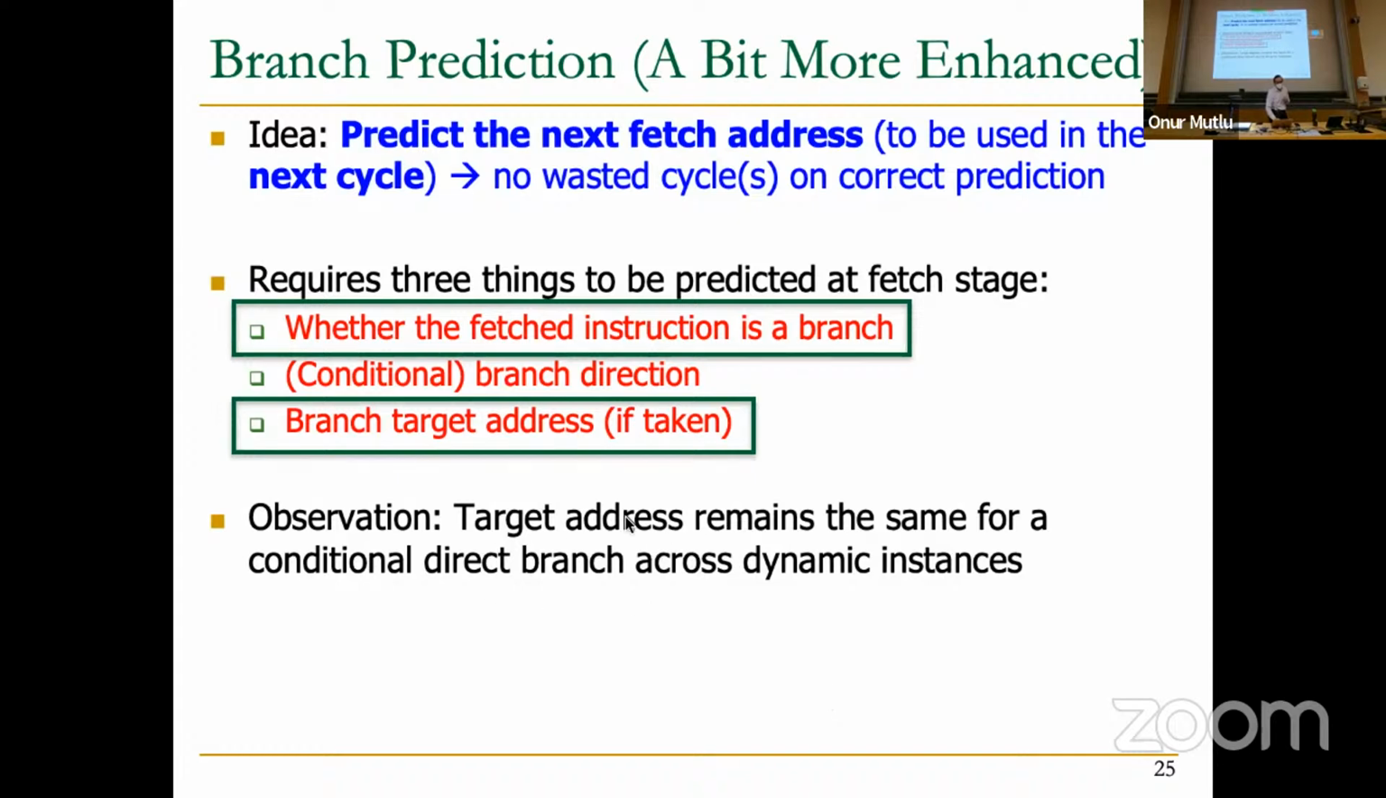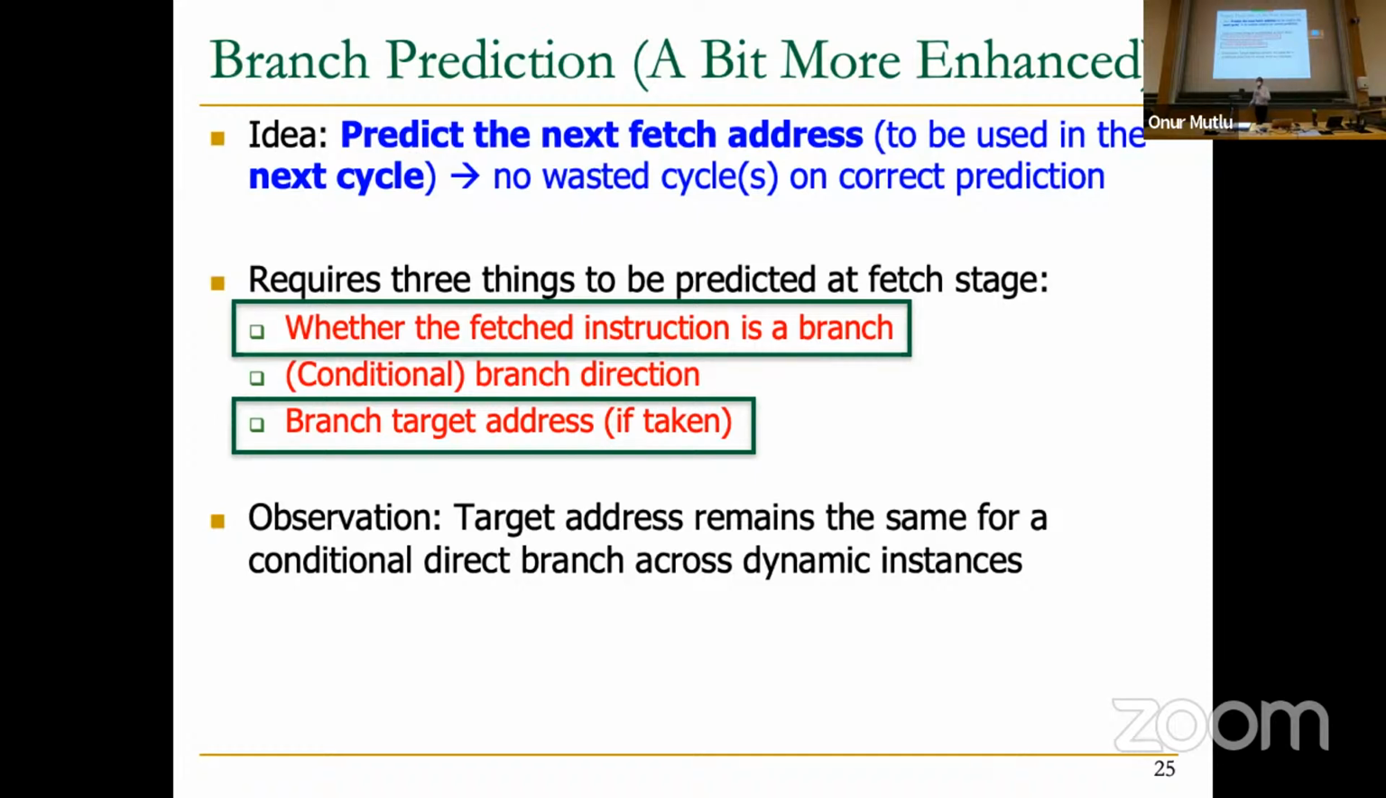So basically, the fact that the target address remains the same says that if we execute the branch once, we calculate the target address. Why don't we store that target address somewhere in some memory structure? And the next time we see that program counter, we index that memory structure and get the target address. And this tells us two things.